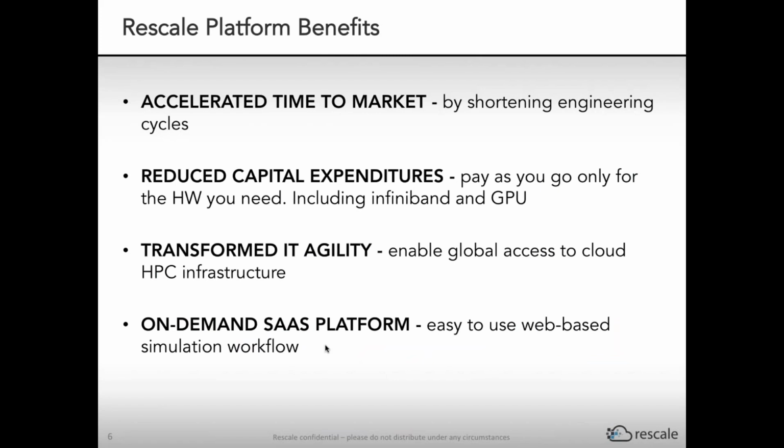So there are four things that you get as a benefit. One is, again, accelerating time to market by just using unlimited capacity. Reduce the capital expenditures you have and getting the different hardware that you want. And also from an IT perspective, we allow IT teams to become much more agile by the ability to access different global data centers with cloud HPC infrastructure. And it's also an on-demand SaaS platform, which means it's very easy to use. It's web-based, and you'll see a demo on that later in the presentation.